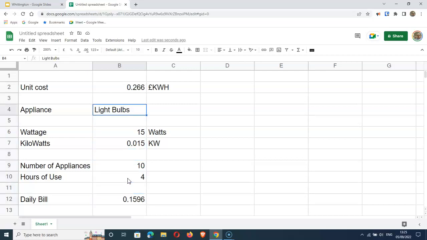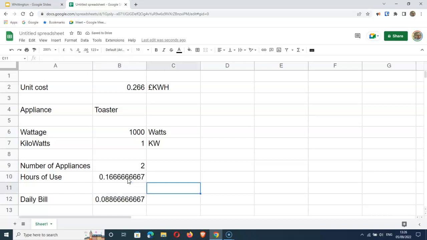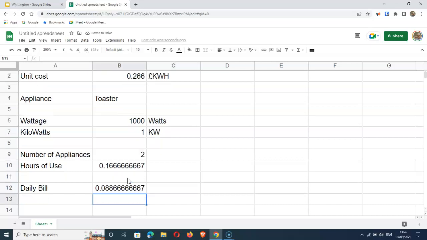So for example, if I change that to a toaster, my toaster is 1000 watts, so it's 1 kilowatt. I've got 2 in the house, and they're both on maybe 5 minutes each, so let's say it's going to be equals 10 divided by 60, and so it costs me 9 pence to make my toast in the morning.